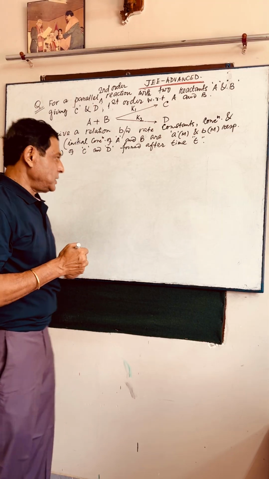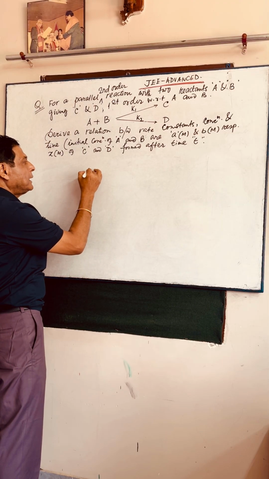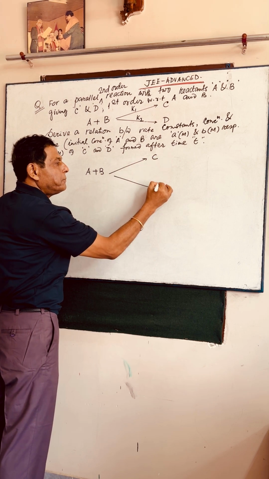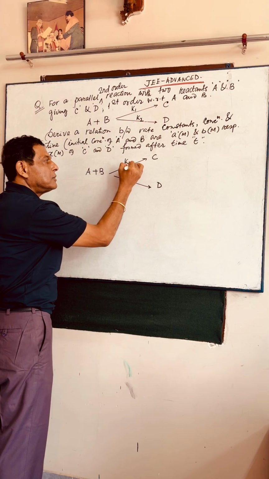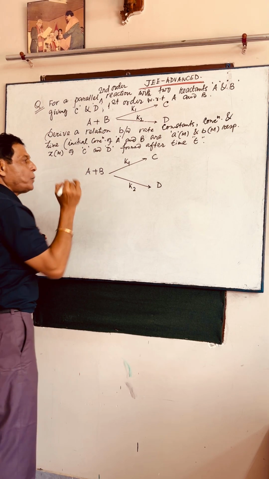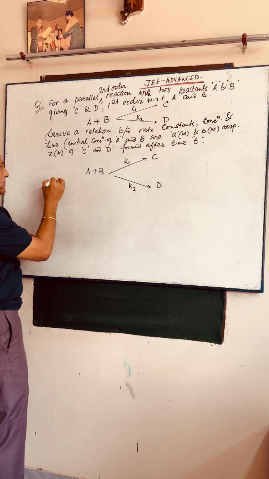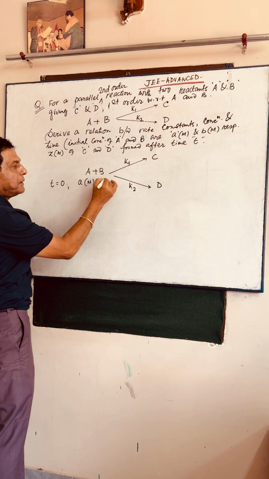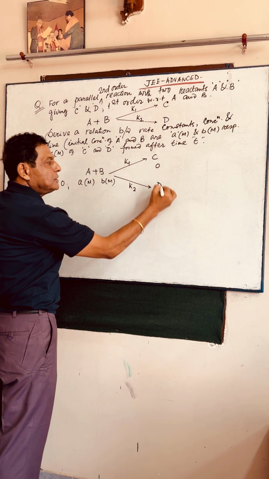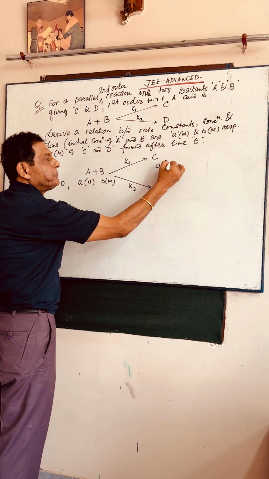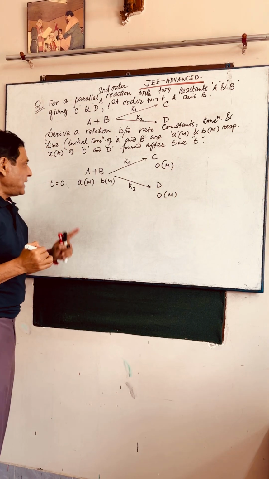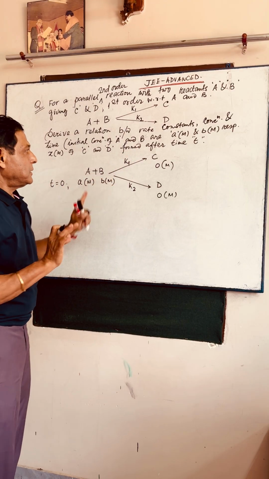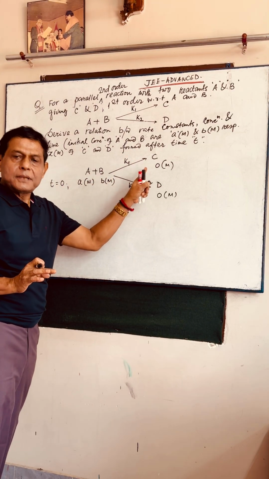Okay, now in this question you see, A plus B gives C plus D simultaneously, with rate constants K1 and K2. Initial concentration is given: when time t equals 0, the concentration of A is a moles per liter and of B is b moles per liter, and the concentrations of C and D are 0 moles per liter, so initially they are not formed. After time t, you see X moles per liter of product form. That means X moles per liter of C form as well as D form.